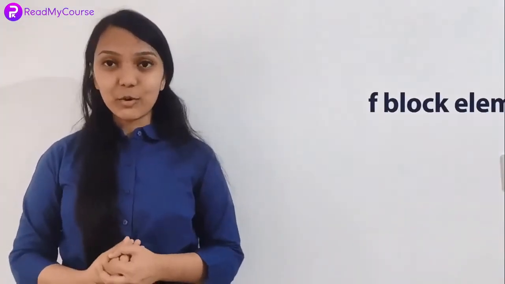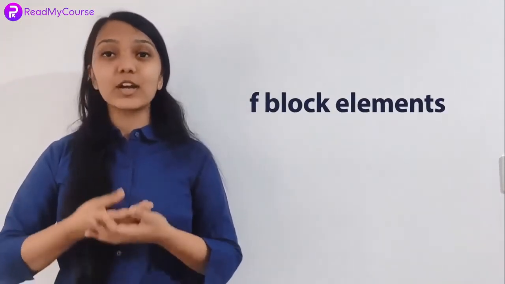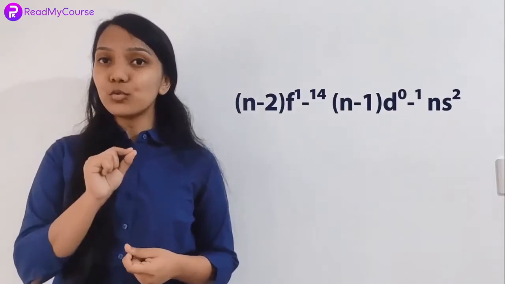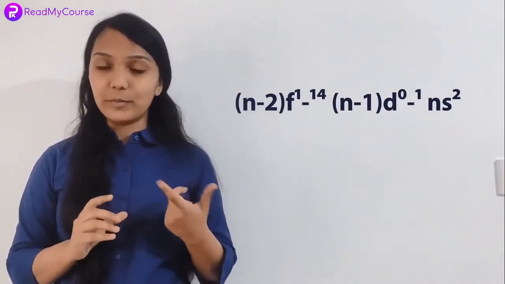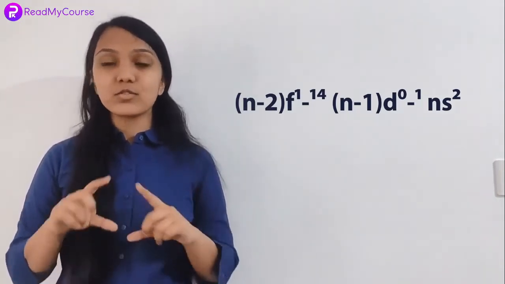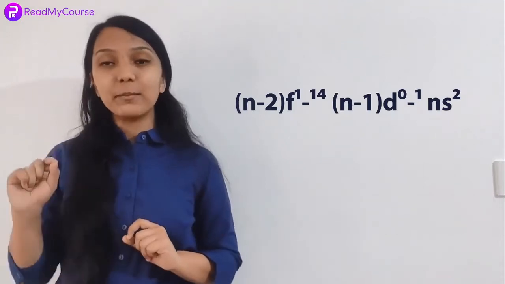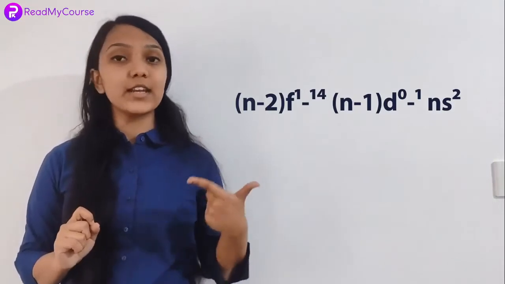Now let's discuss the f block elements. The two rows of elements at the bottom of the periodic table are called f block elements, and in f block elements the electrons are filled in the f orbital, and hence the name. The outer electronic configuration of these elements will be (n-2)f1 to 14. The f orbital can accommodate electrons up to 14, right? And (n-1)d0 to 1 and ns2.